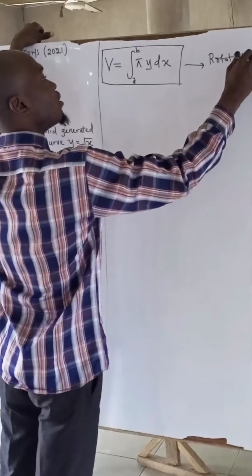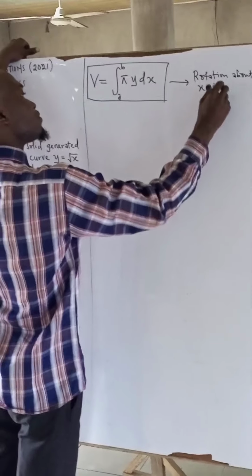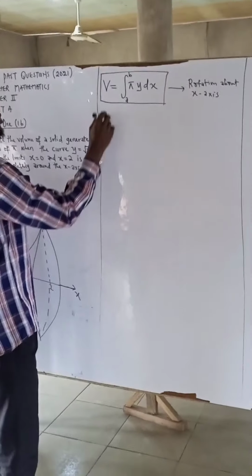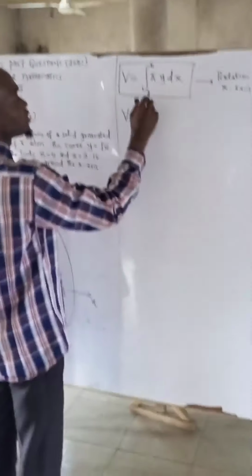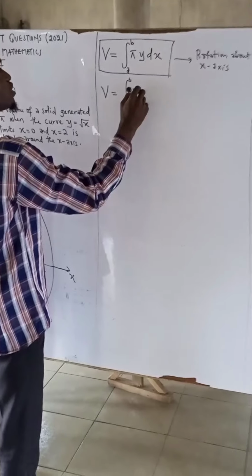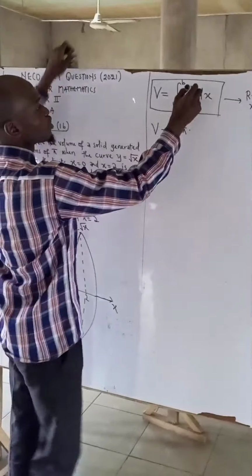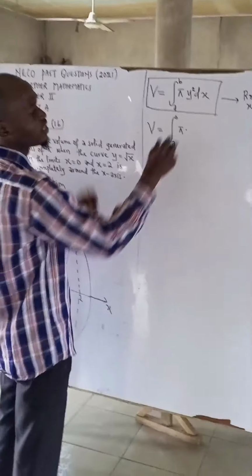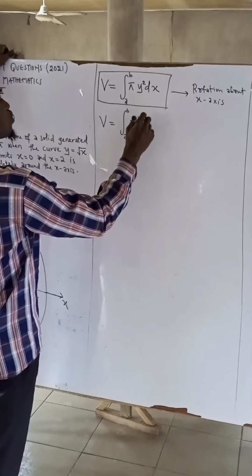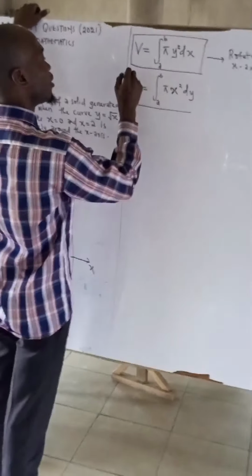Rotation about the x-axis. Now, the formula to use if it is rotation about the y-axis is this: pi x squared dy. Oh, excuse me, the first one is going to have a square, so pi y squared dx. And then this will be pi x squared dy. This is rotation about y.